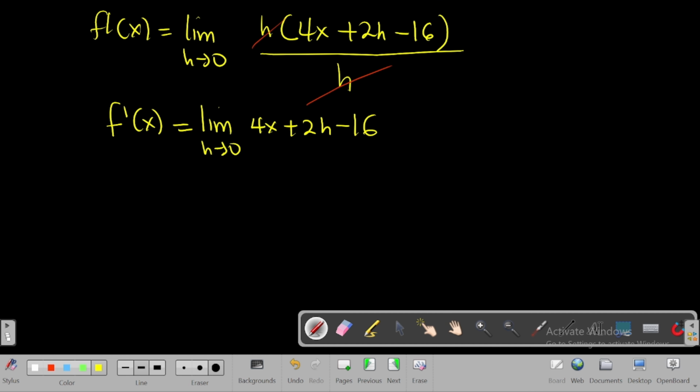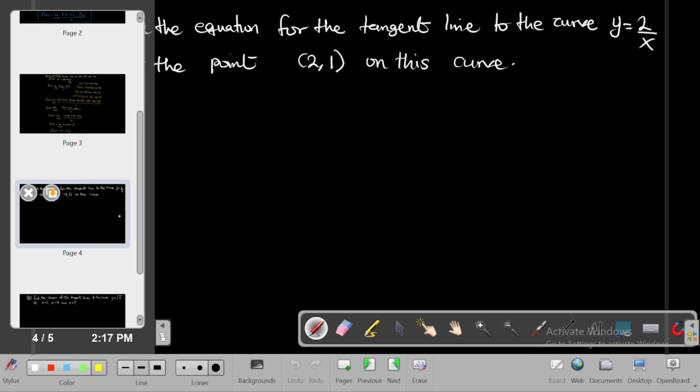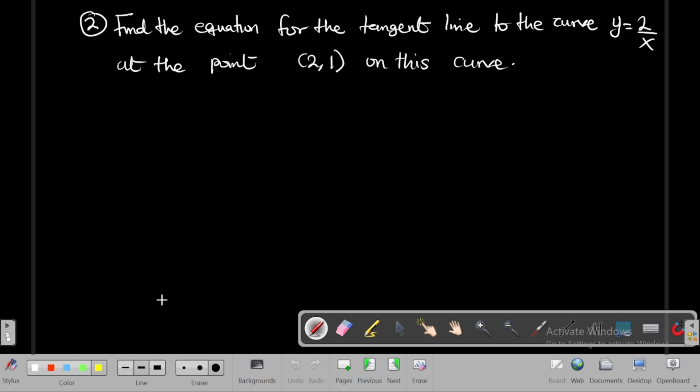Right? So to evaluate this particular expression, we do away with the limit, and since h is approaching 0, wherever we find h in this expression, we put 0. If we put 0 into this, then we have f prime of x equal to 4x minus 16, and this becomes our final answer for finding the derivative of the function f of x using the definition of a derivative. All right, let's look at the next question for a better understanding of what we are doing.